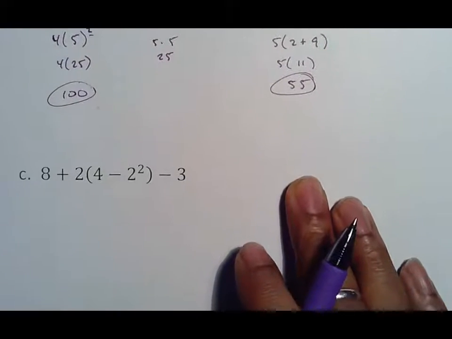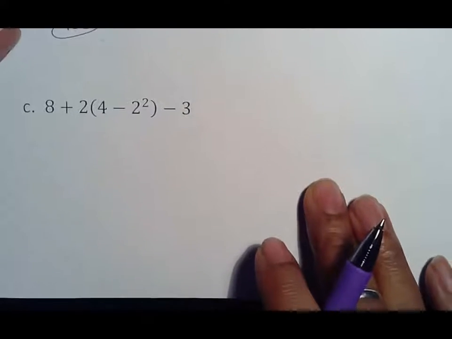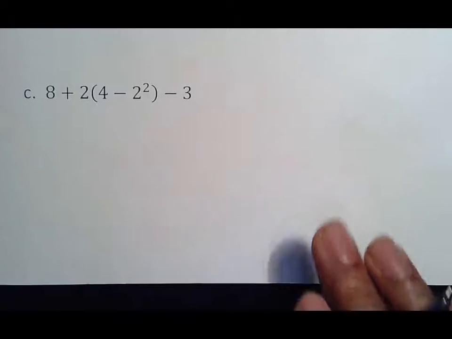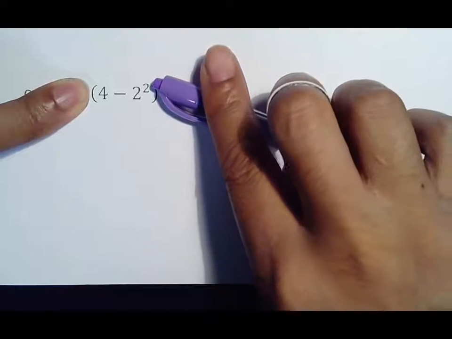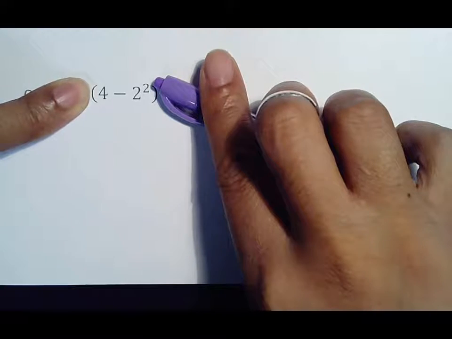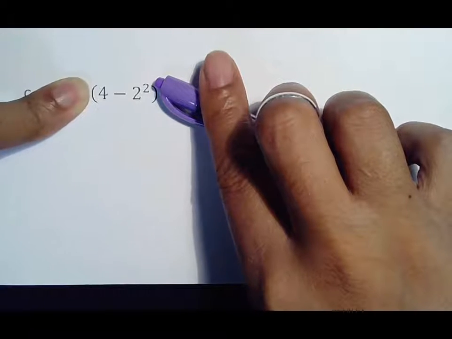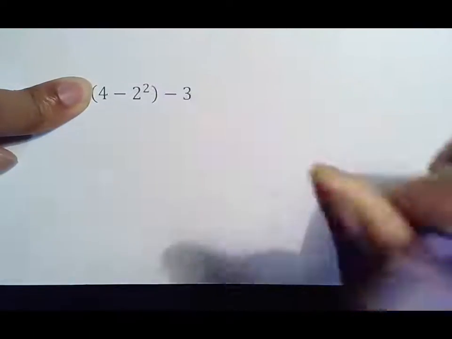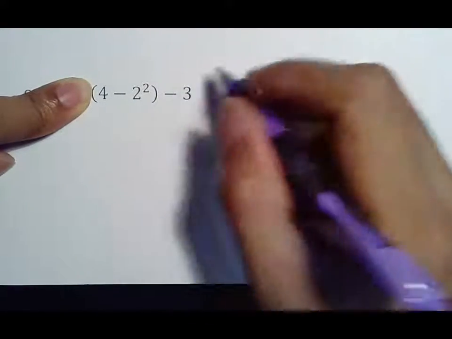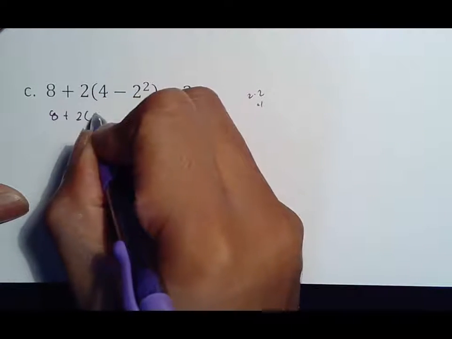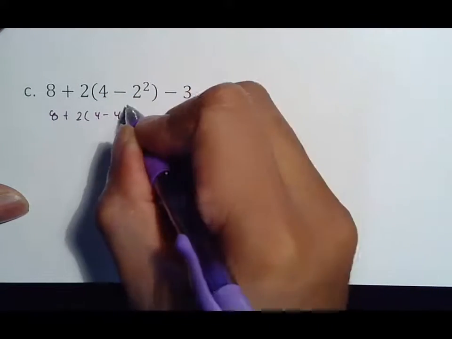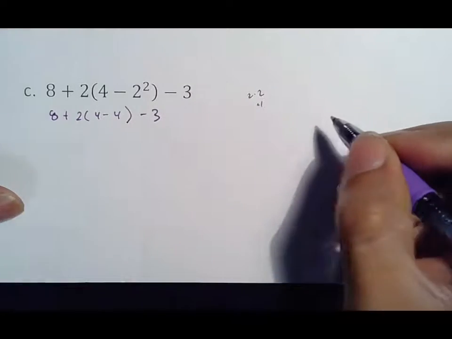One of the toughest questions you're going to see is this one, so just make sure you're ready for it. But again, the key thing is you see a parentheses, ignore everything else, make your decision. Well, what I see is a subtraction sign and an exponent, and so the exponent obviously goes first, and 2 times 2, because remember that's 2 squared, is 4. So it becomes 8 plus 2 parentheses, 4 minus 4 minus 3.